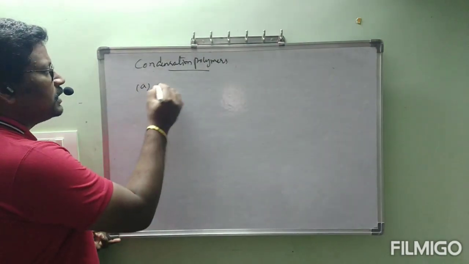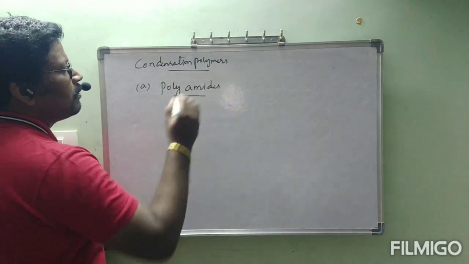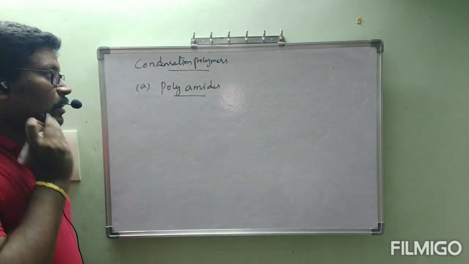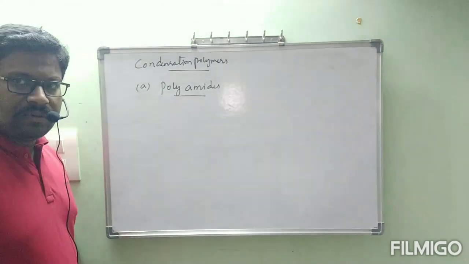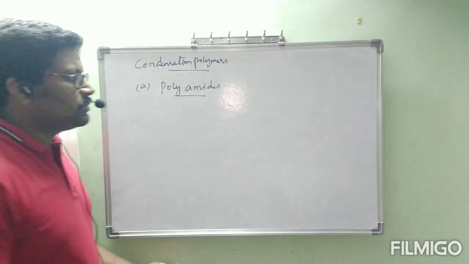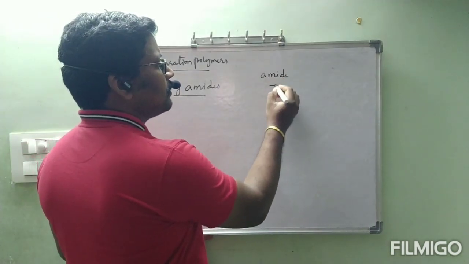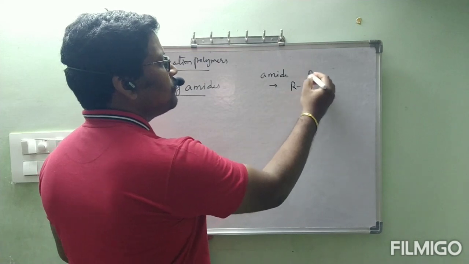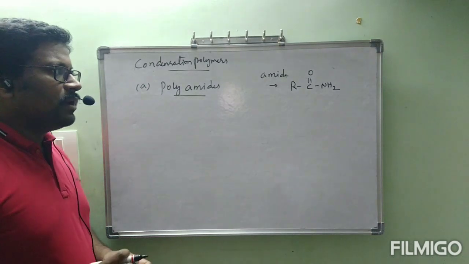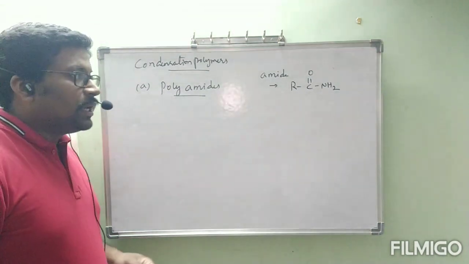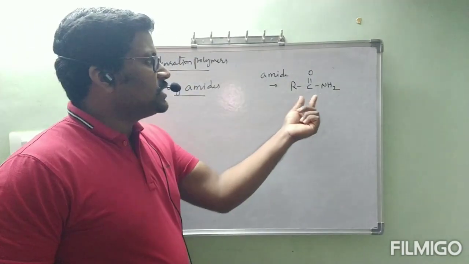First, A, that is polyamides. Before going to this polyamide, what is that amide functional group? Already we know what is meant by the amide functional group. The general formula of amide is RC double bond O NH2. What is the general formula of amide? RC double bond O NH2. This is the general formula of amide, in which it is not combined with any other.